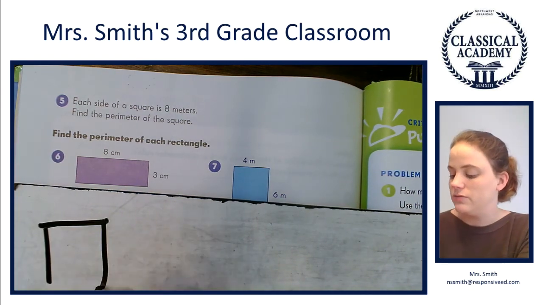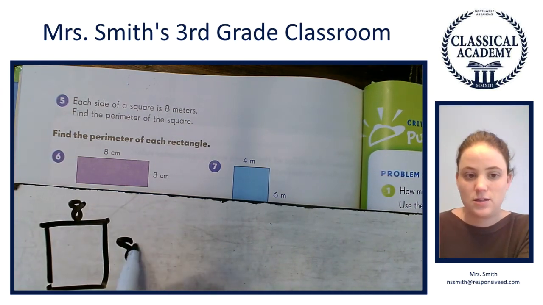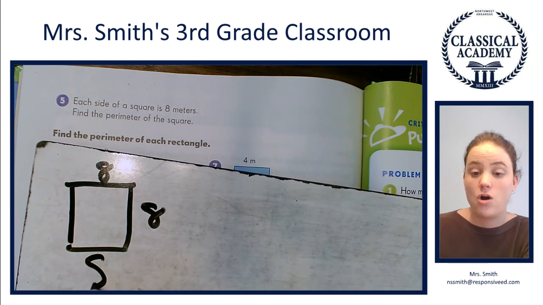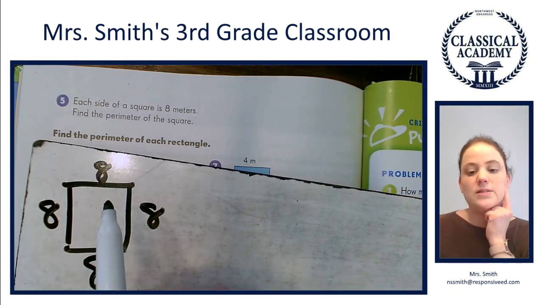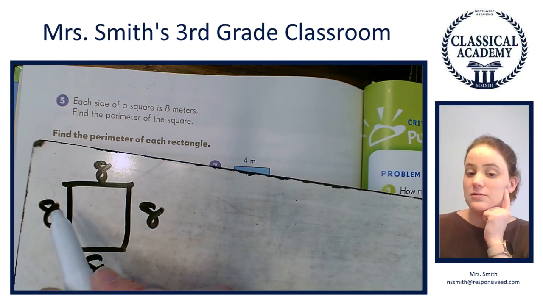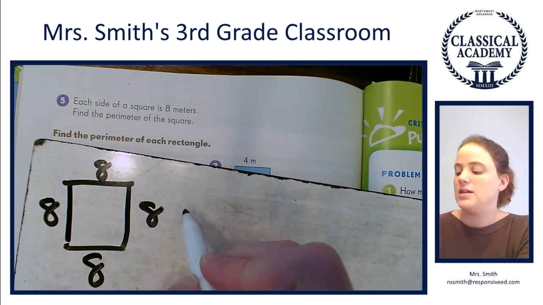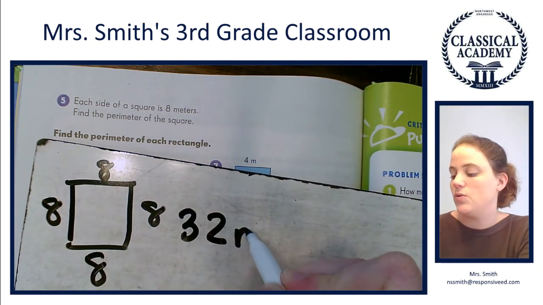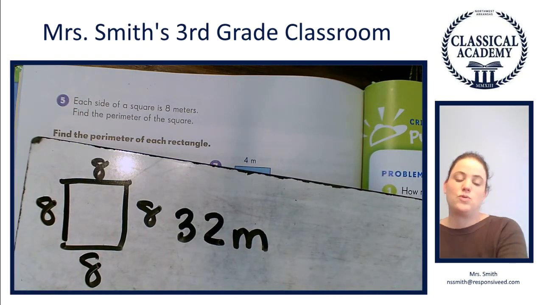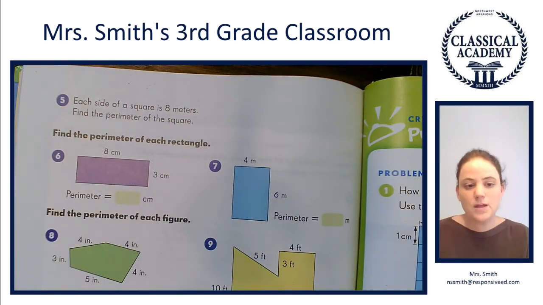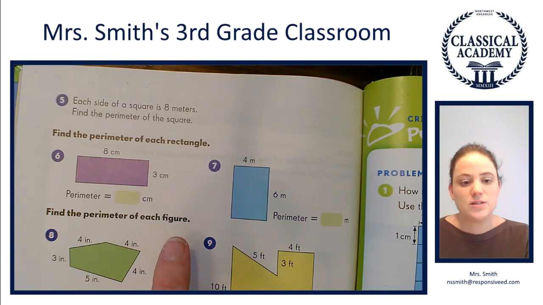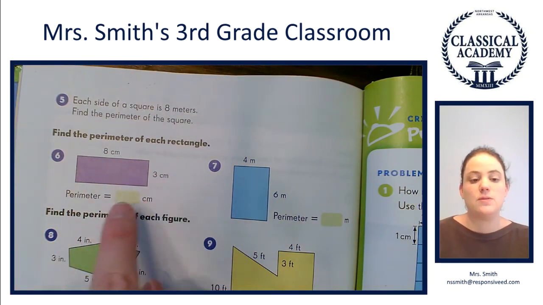So draw it yourself. 8, 8. It's a square, so we know all the sides are equal. And 8. Well, what's 8 plus 8 plus 8 plus 8? Same thing as 8 times 4. What's our fact? 8 times 4 is 32, and we know it is meters because we're doing perimeter. Down here for number 6, what is the perimeter? 8 plus 3 plus 8 plus 3.